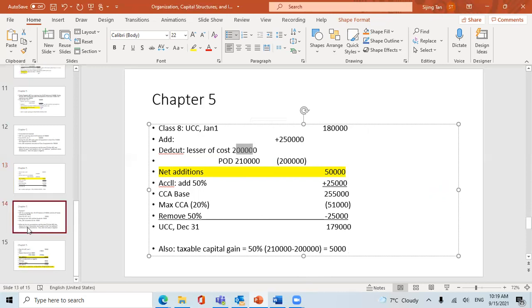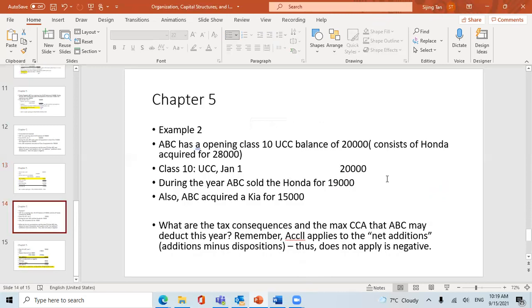Now, next one. We're going to use Class 10 as an example. ABC has an opening Class 10 UCC balance of $20,000, consisting of a Honda acquired for $28,000. Class 10 UCC January 1st, $20,000. During the year, ABC sold a Honda for $19,000. And then we acquire a Kia for $15,000. What are the tax acquisition and max CCA that ABC may deduct this year?